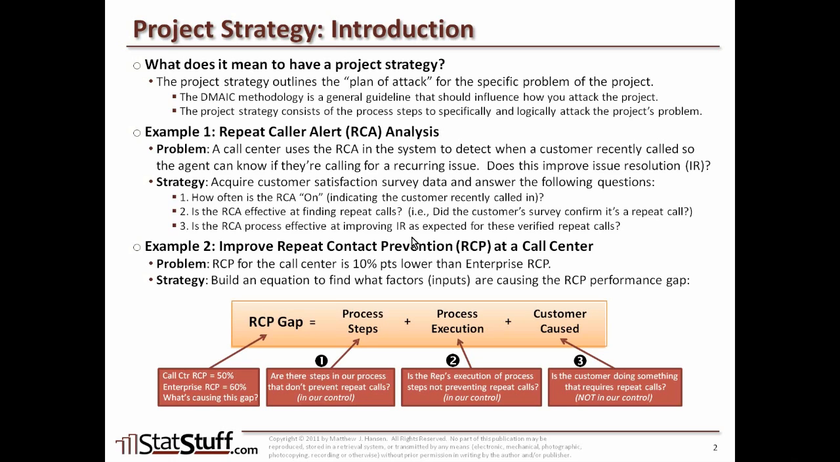And they want to make some improvement. So here's an outline of the strategy that was defined. Basically, it was illustrated as an equation in order for us to help explain and understand what the factors or things are that could be influencing this performance gap that we're seeing in the RCP metric itself. So we started with, as an equation, the RCP gap. This is what we're trying to solve for.